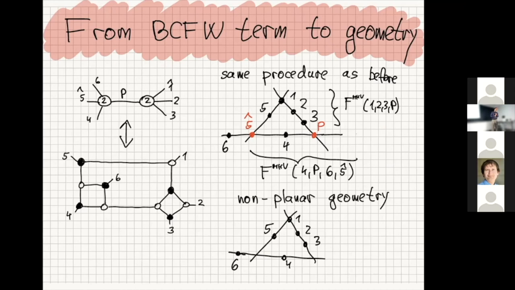So we start with the BCFW term here on the left. There is an on-shell diagram we immediately draw once we recurse to three points. It's non-planar, as you can see. And now we can directly associate a non-convex configuration. I call it non-planar geometry because it comes from the non-planar graph, but it's a non-convex configuration of points. Anyway, I don't have much time.